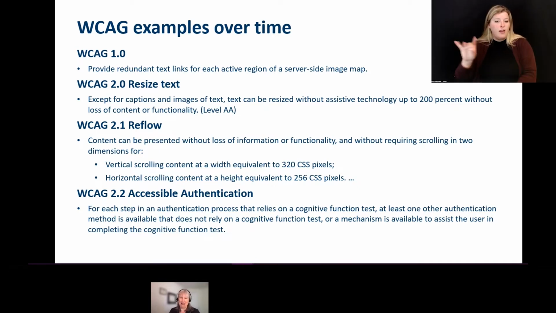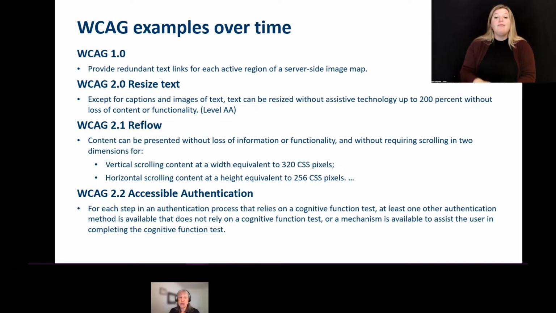It really predated widespread mobile adoption. And you can see that when you look at the difference between WCAG 2.0 and what we put out in WCAG 2.1. So an example from WCAG 2.0 is Resize Text, and it states, except for captions and images of text, text can be resized without assistive technology up to 200% without the loss of content or functionality. It's a level AA requirement, and most laws and regulations that reference it use that as a standard.